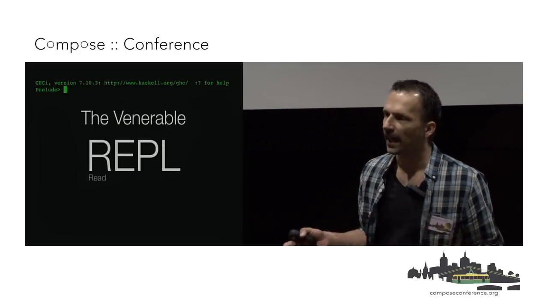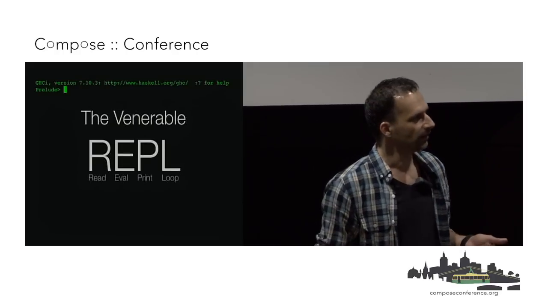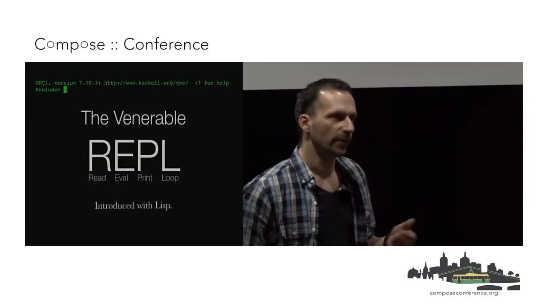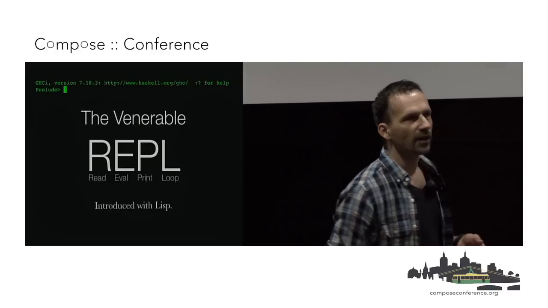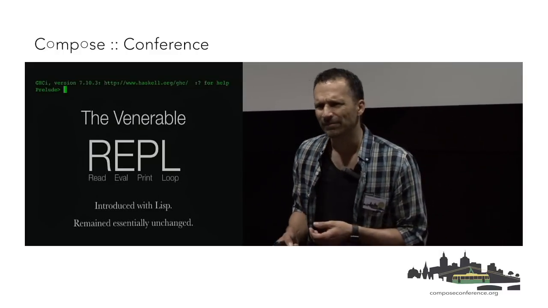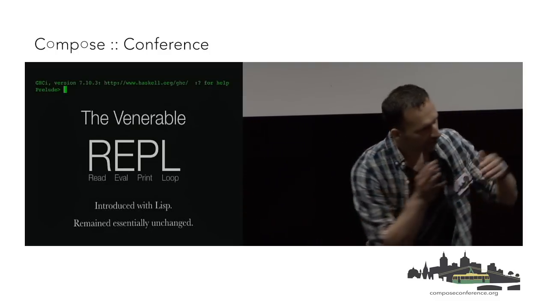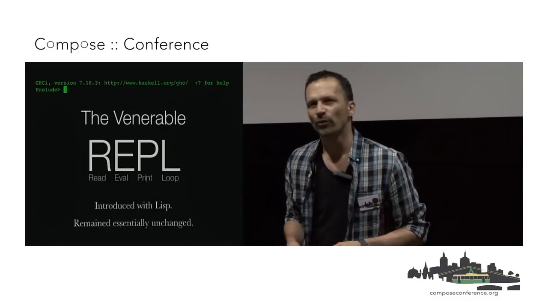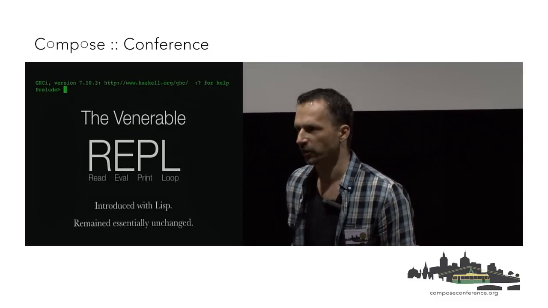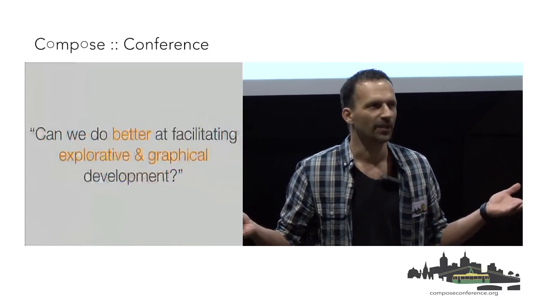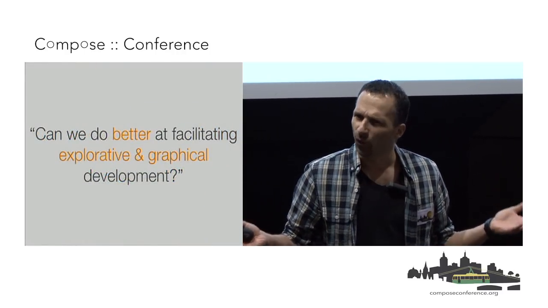Well, GHCi is a REPL, which is actually quite an old concept introduced with Lisp together with functional programming. But unlike functional programming, looking from Lisp to Haskell, the REPL did not change much, which brings us naturally to the question of, is this all we can do?